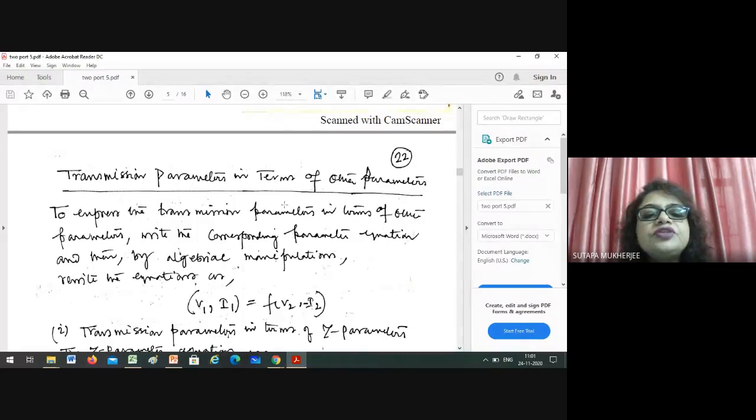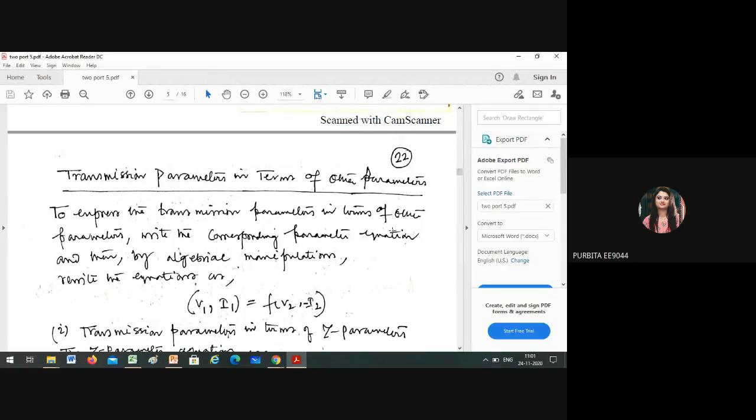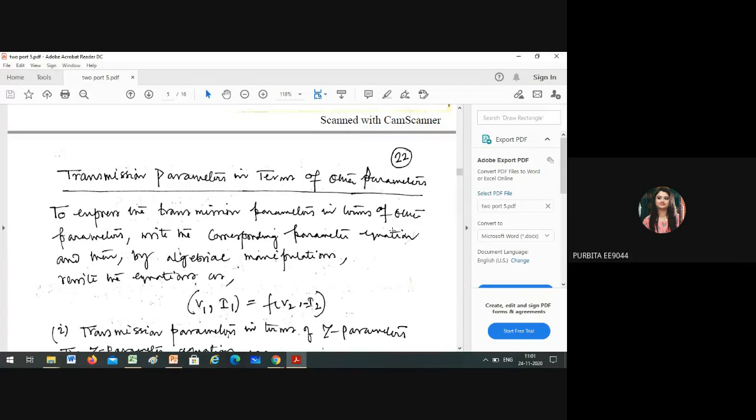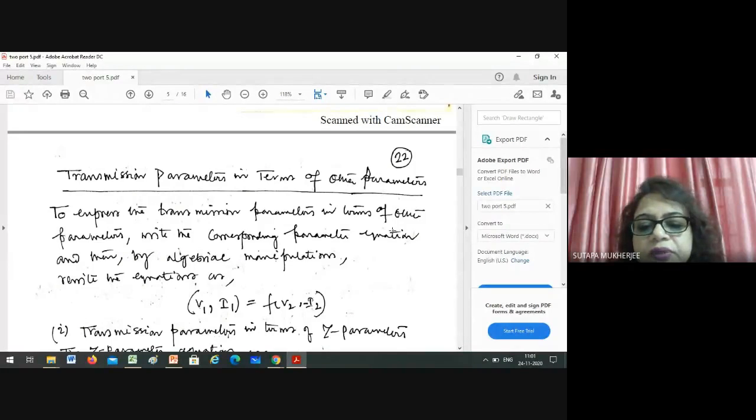Now come to transmission parameters in terms of other parameters. So far, we have studied Z parameters in terms of all parameters, right? And Y parameters in terms of all parameters. Now we have come to transmission parameters in terms of other parameters. Can anybody do it in the Jamboard? First of all, you have to know what transmission parameters are. V1 and I1 are functions of V2 and minus I2, right?